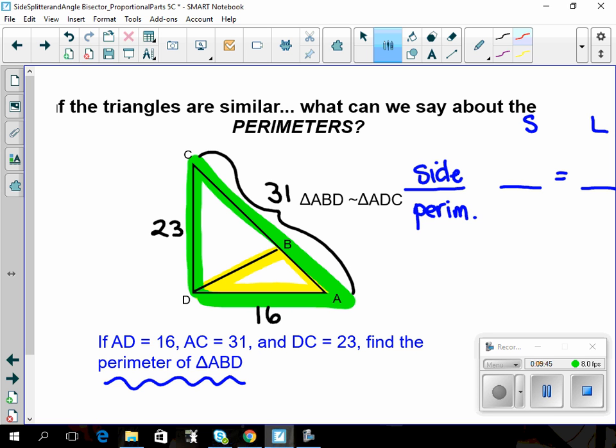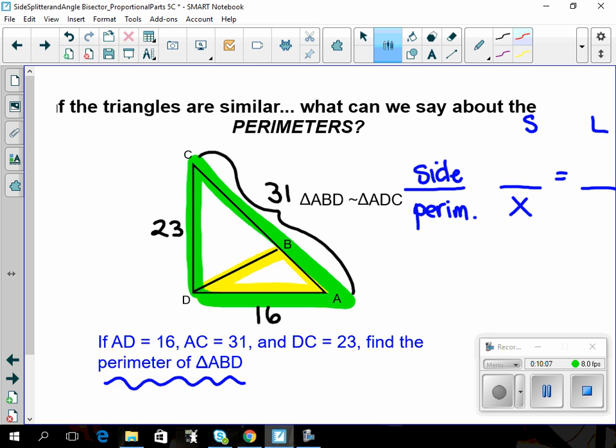Which is the x. Where does that go in my proportion? Top right, bottom left, where does it go? The perimeter of the smaller one. Bottom where? Bottom left, because it's the small triangle perimeter. So that's my x.